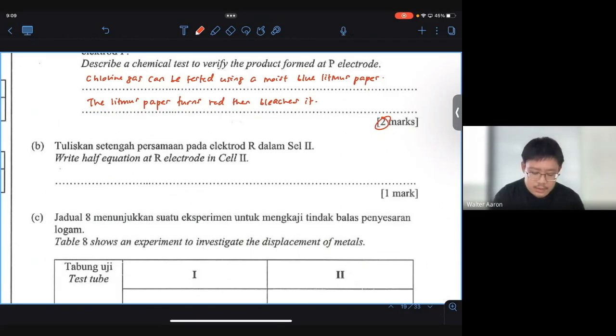So for B right now, hydroxide is being discharged, although it is a concentrated salt solution. So the half equation over here will be 4OH minus gives O2 plus 2H2O plus 4 electrons being released.